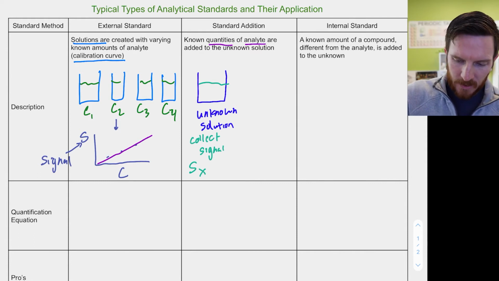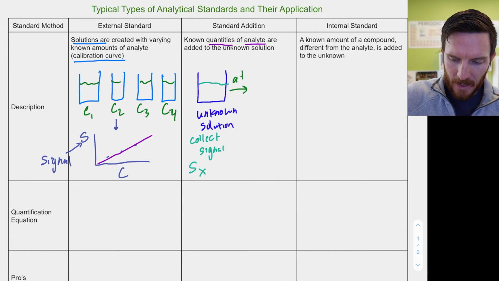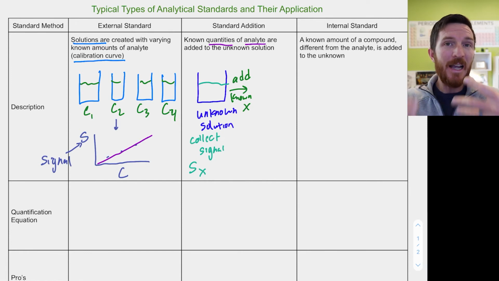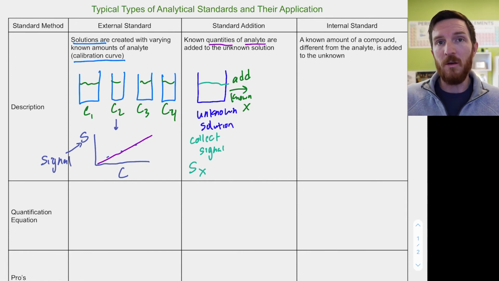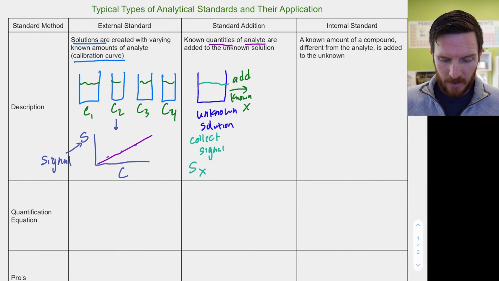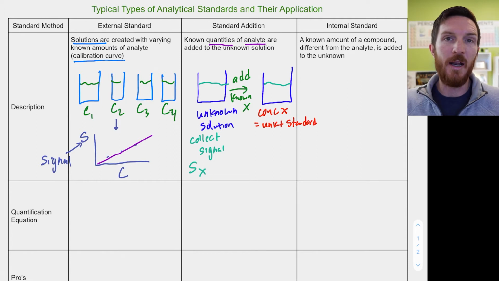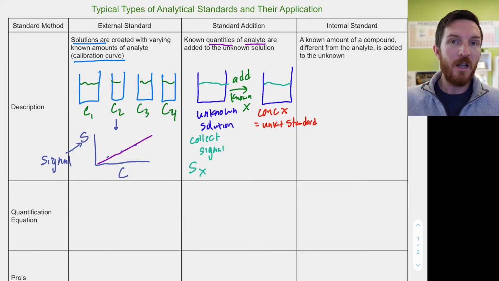Then what we're going to do is take that and add a known amount of X to that solution. So we're going to add this standard. The standard that we're adding is a known amount of the analyte that we're looking at here. And that's going to give us a new solution where the concentration of X is going to be from our unknown plus our standard. So we have a standard known amount and we have an unknown amount.